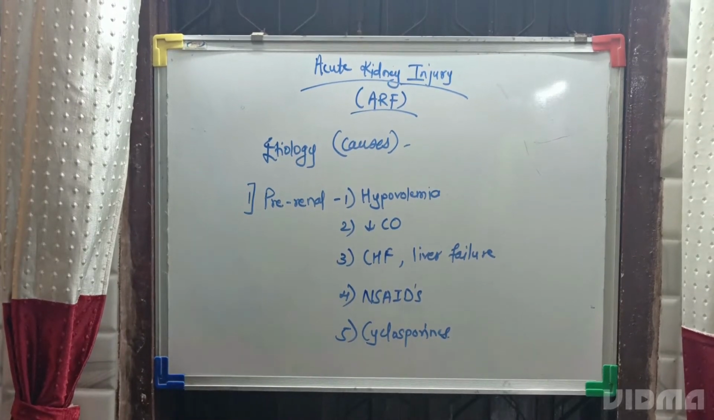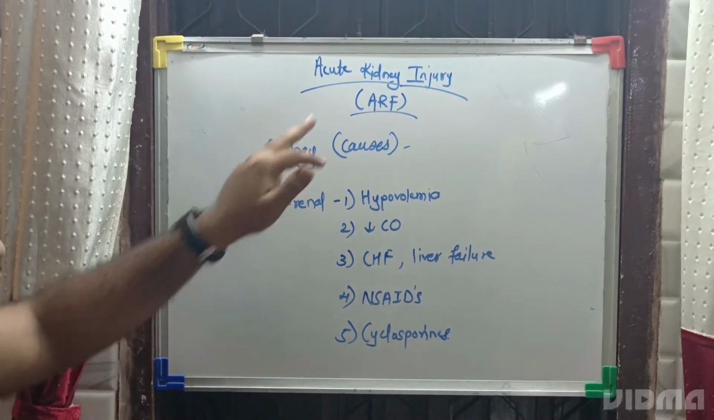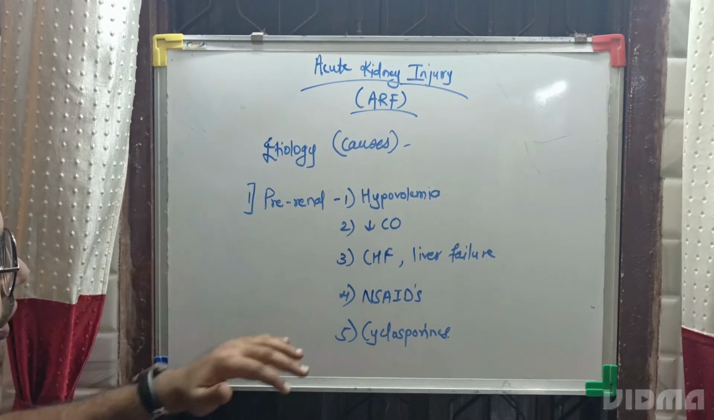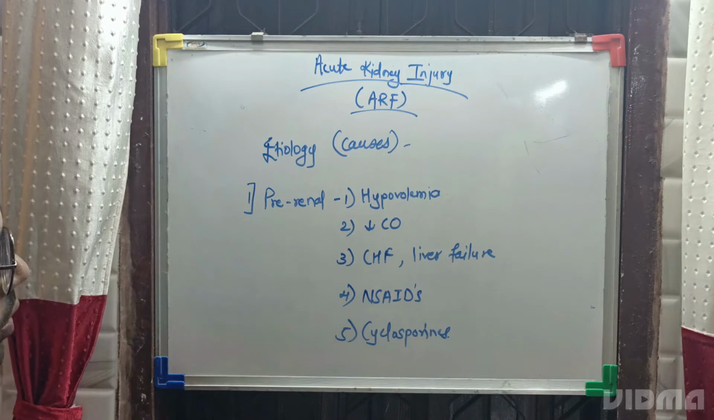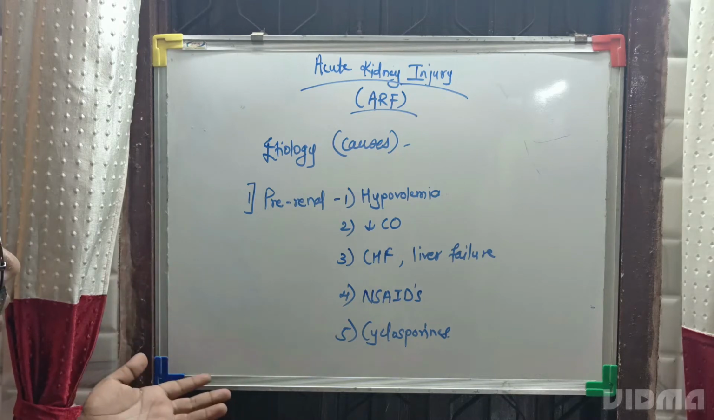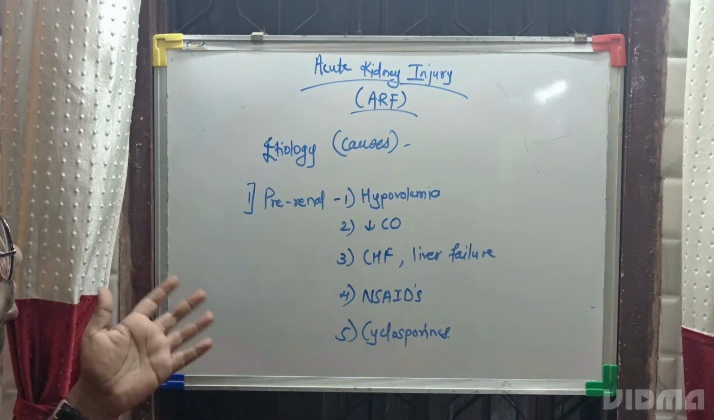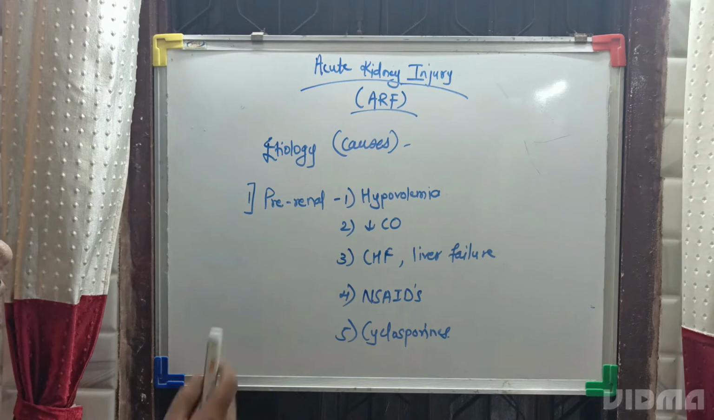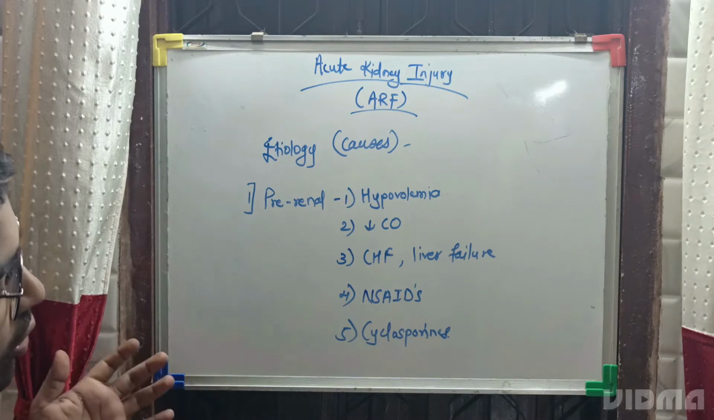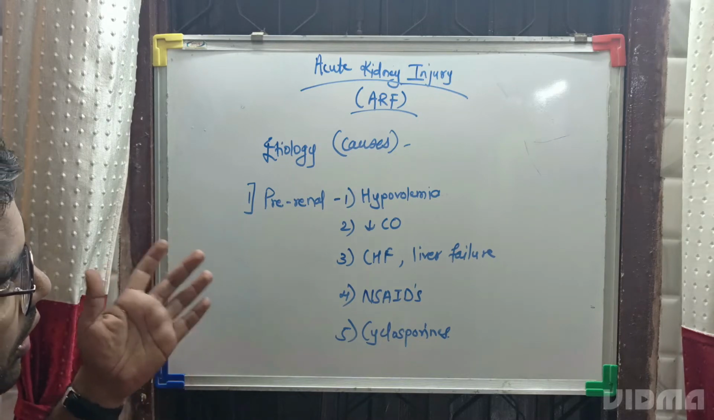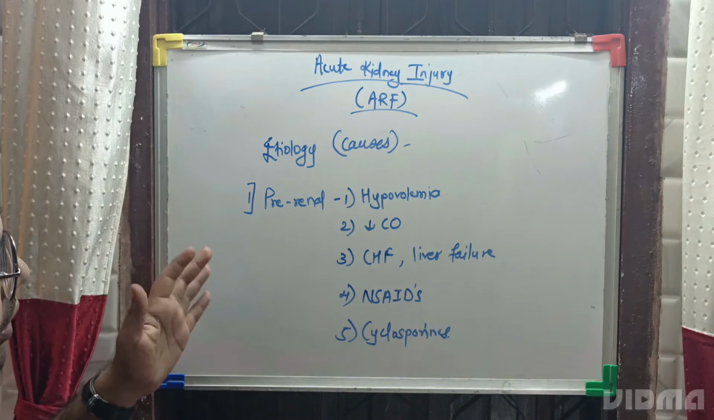Now we will focus on the etiology, or the causes, of acute kidney injury. It is divided into three parts. The first one is pre-renal, the second one is intrarenal, and the third one is post-renal. So what does pre-renal cause? There is hypovolemia. Decreased pressure or decreased volume in the renal artery may cause acute kidney failure.